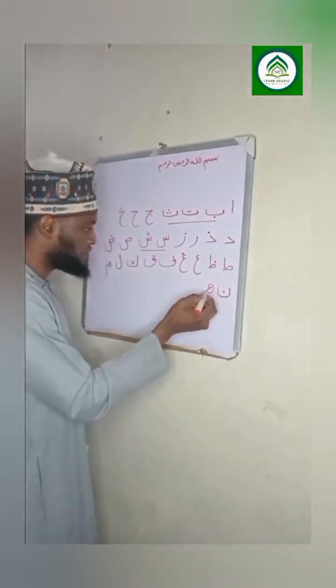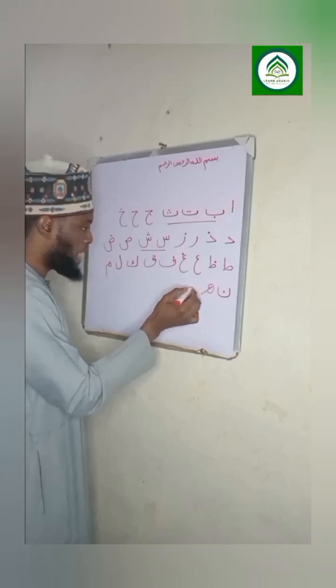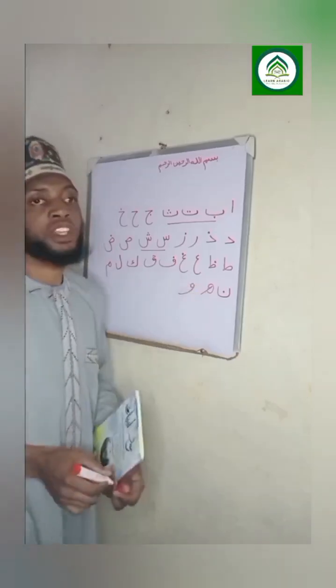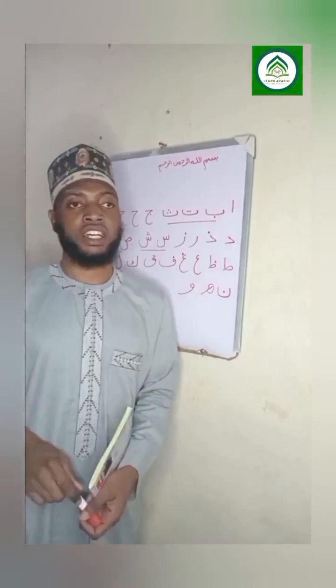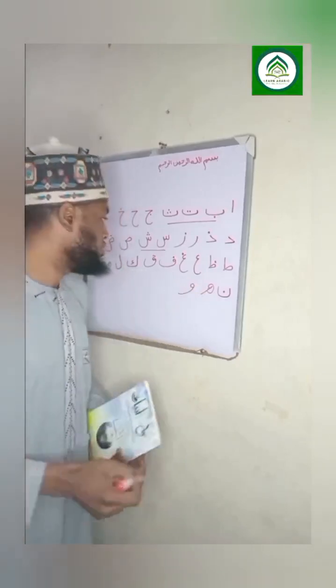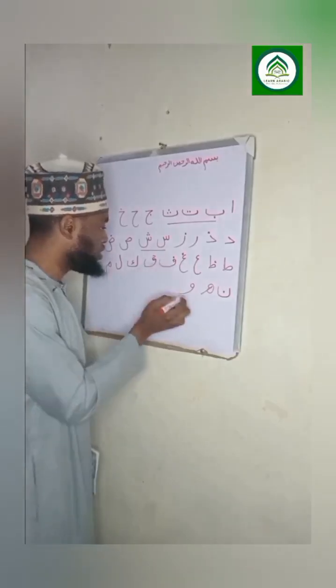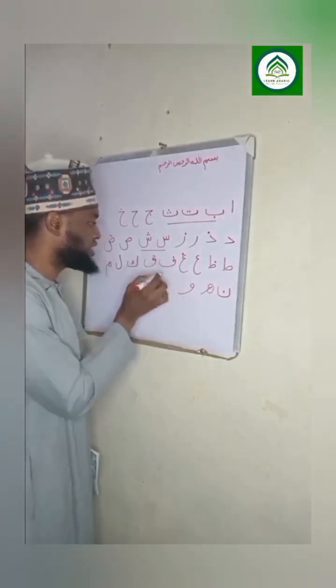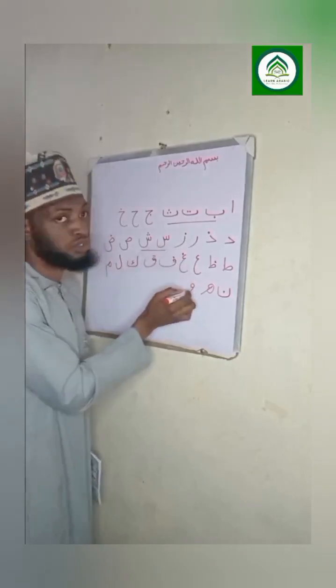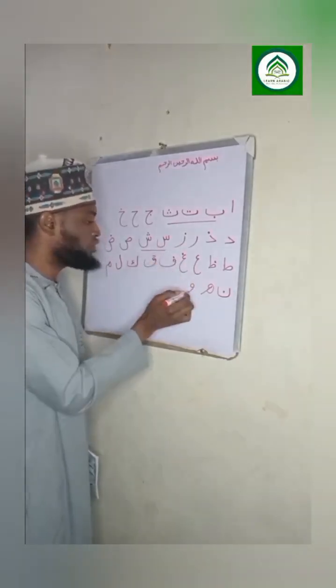The next letter is Wa. Pronounce it after me. Wa. It looks like this one in shape, Fa, but they are different. This one has one dot and this one has no dot. So, Fa and Wa.